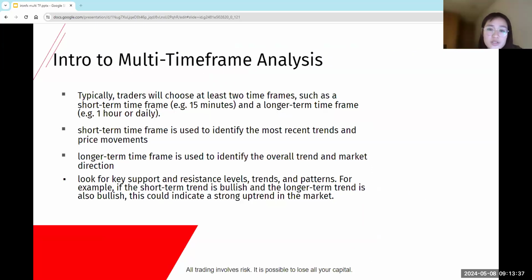Next, let's look at our intro to multi-time frame analysis. Multi-time frame analysis basically involves analyzing the market from multiple time frames. This can help a beginner trader get a better understanding of the market and make more informed trading decisions. The first step in this strategy is to select the time frames that you want to analyze. Typically traders will choose at least two time frames, such as a short-term time frame, which would be 15 minutes, and a longer-term time frame, which would be about an hour or even the 1 day time frame.